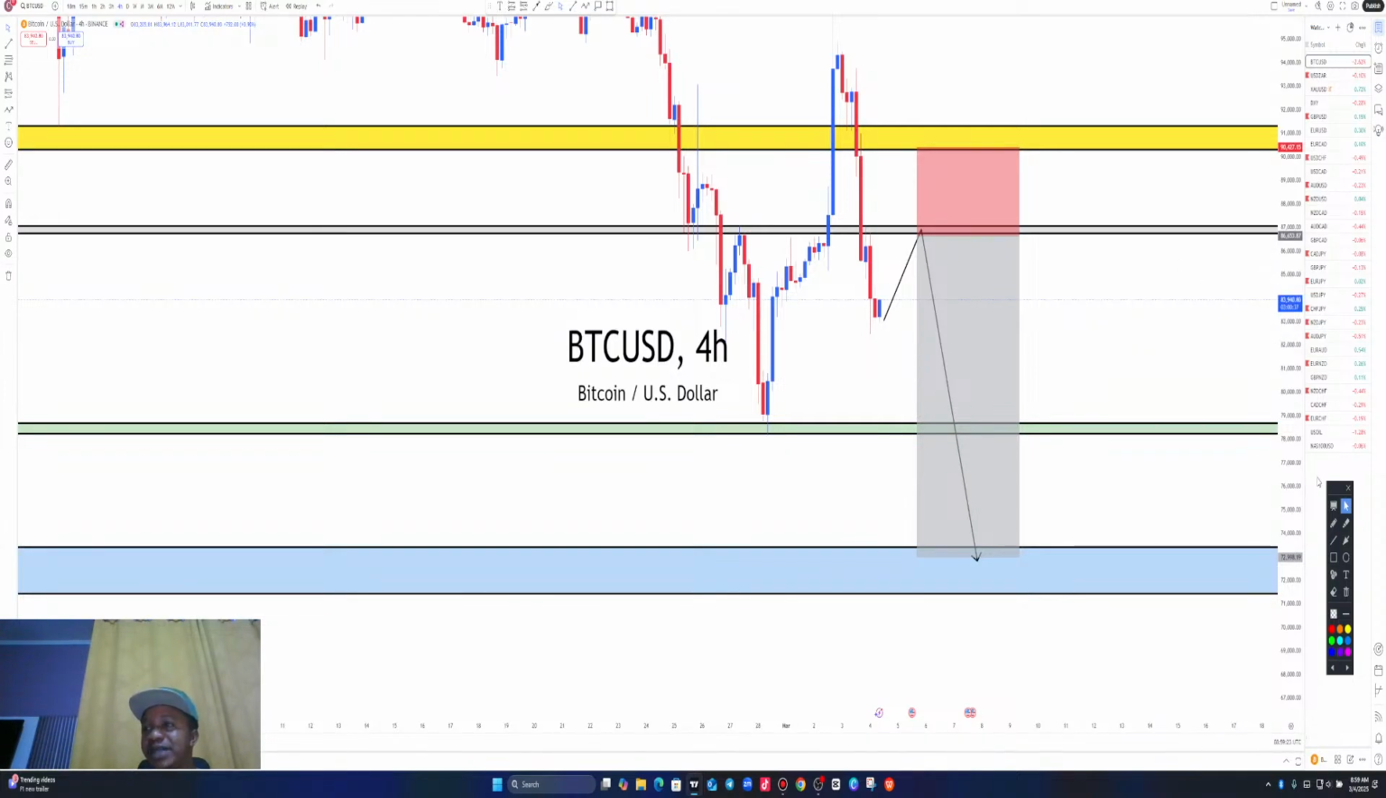All right. So I'm expecting this area to become the lower low, this area to be the lower high, and then we sell all the way to the downside. It's all about patience, and then we make money out of this. All right, so that's it for BTC USD.